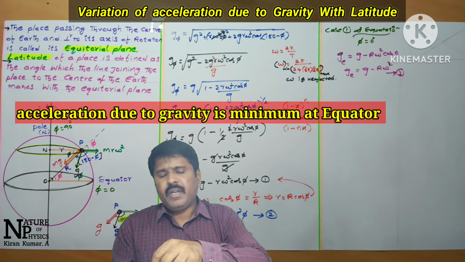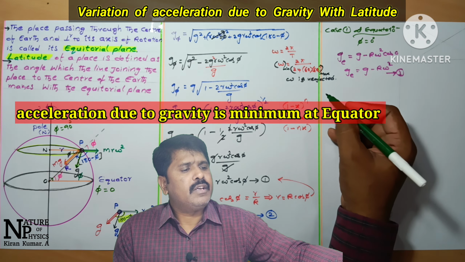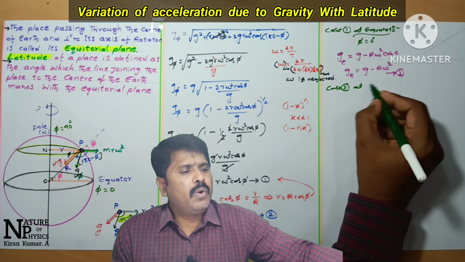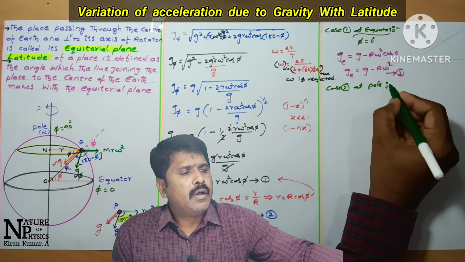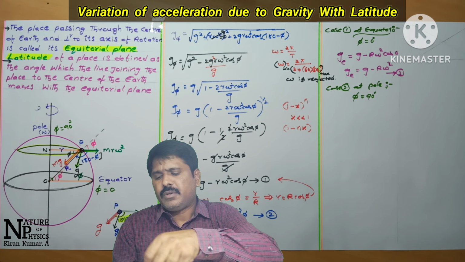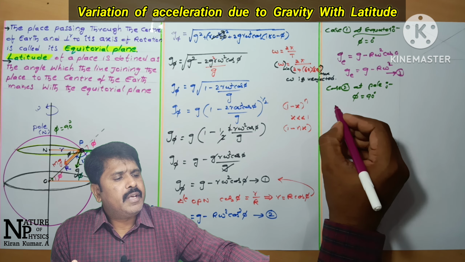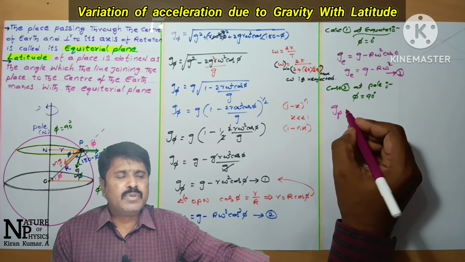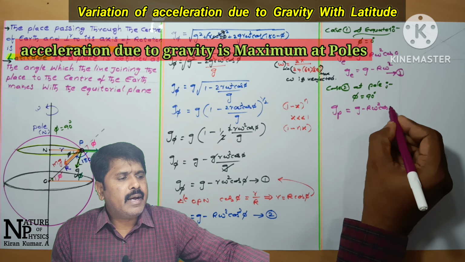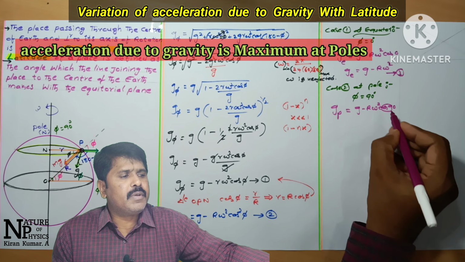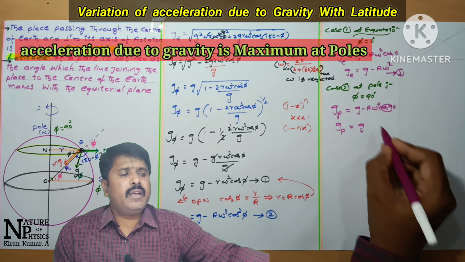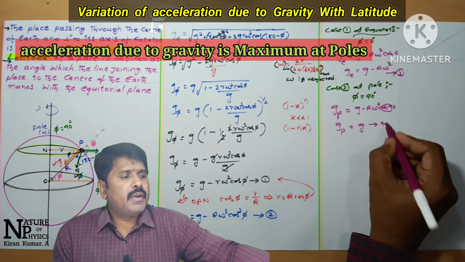And continuing, the next one is case 2, at the pole. Phi is equal to 90 degrees. So in the continuation equation, writing g P, P represents pole, student, which is equal to g minus r omega square cos 90. Cos 90 is equal to 0, 0 into anything is 0. So g P is equal to g only. This I can write as equation number 4.